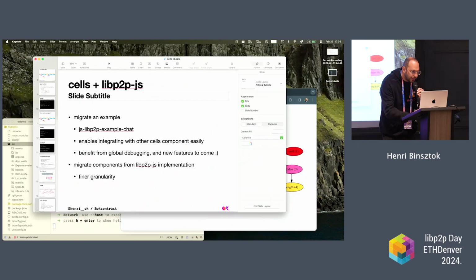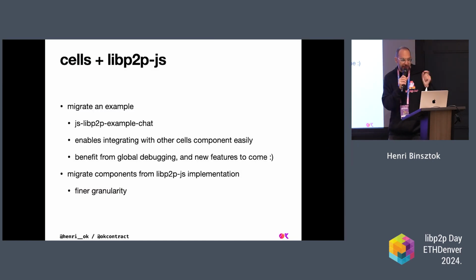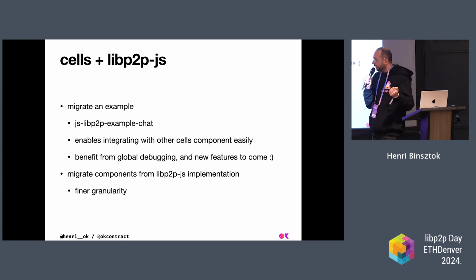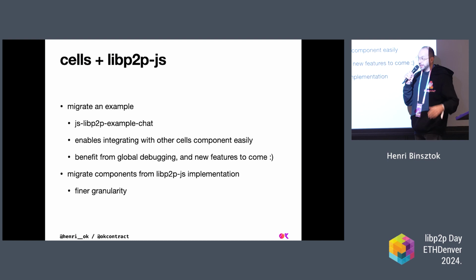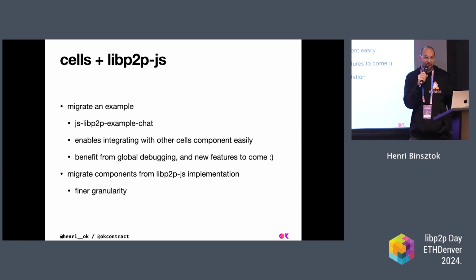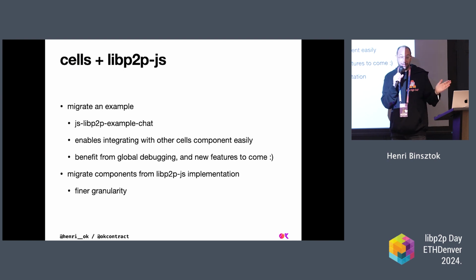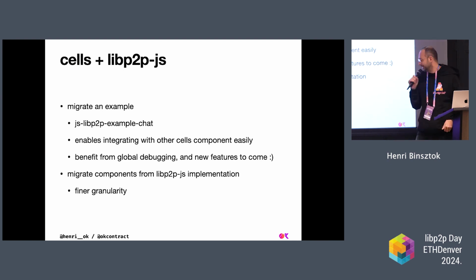Let me come back where we were. Okay, so basically, here we just migrated an example. And this is useful because it can benefit from global debugging if you have an app which is using cells elsewhere, like we do at OKcontract, where we are writing everything we do using cells. And it will benefit as well from new features.